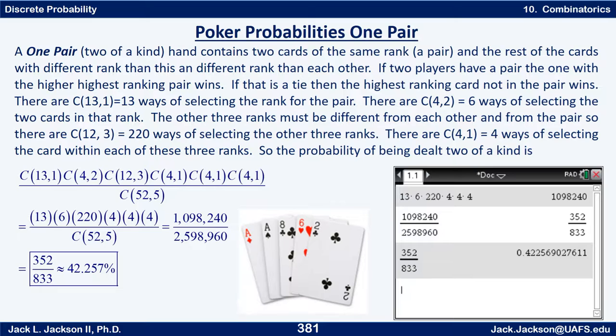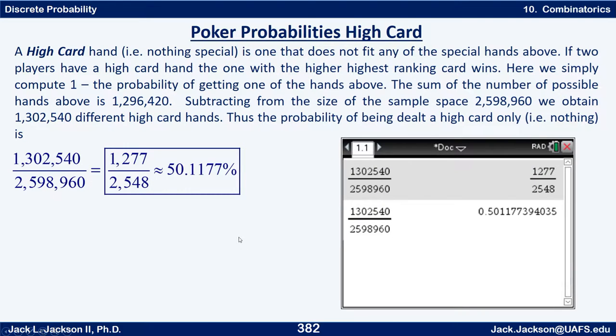And of course, the most probable hand is none of the above. Sometimes it's just called a high card hand. In other words, nothing special. And it's one that does not fit any of the special hands above. So if the best thing is a high card hand, then the one with the highest ranking card wins. And so we're just going to do 1 minus the probability of getting all the hands above.